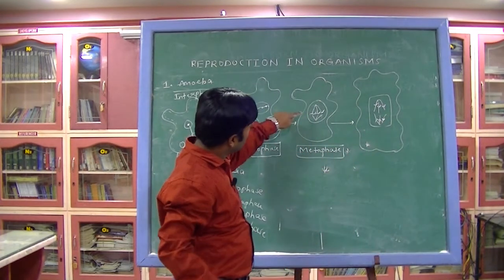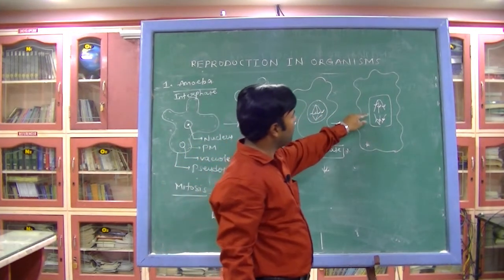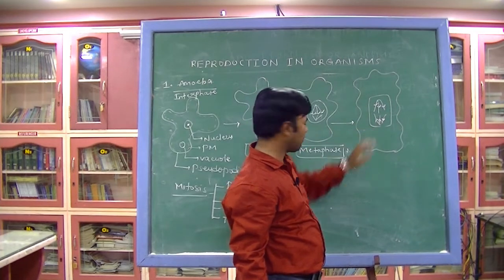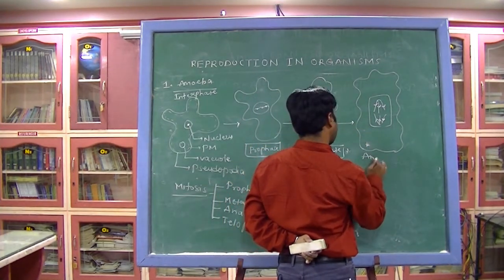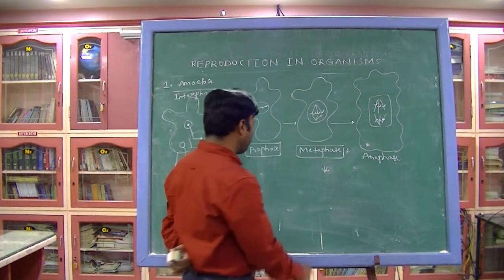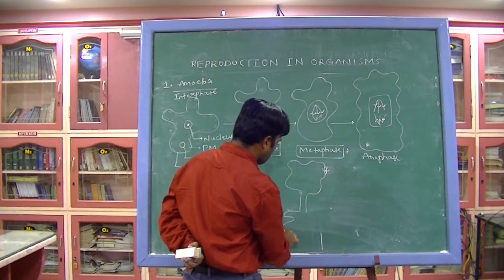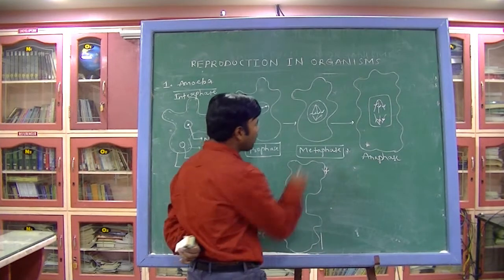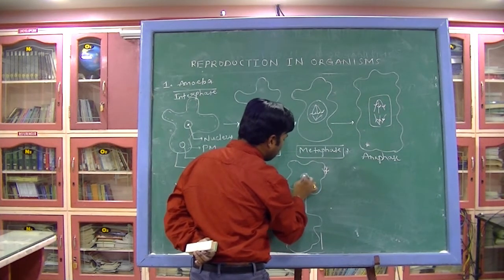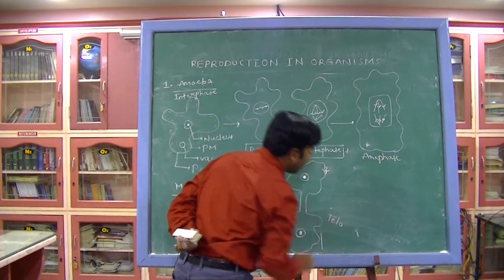Anaphase, what happens? See here, the chromosomes lie at the equator, at the middle point, but here the chromosomes are pulled towards the poles. Here it is the middle, but here chromosomes are pulled towards the pole. Here also chromosomes are pulled towards the pole. So this is anaphase. In the next telophase, it will go this side and this side. So the nucleus will be formed this side, and this side also one nucleus will be formed. This is the telophase at the last.